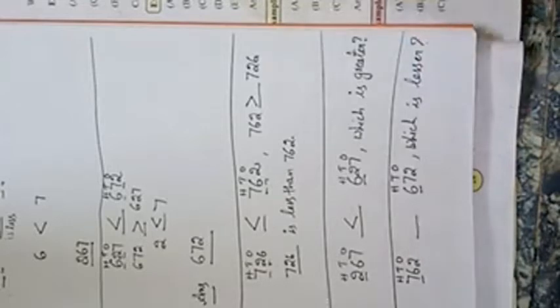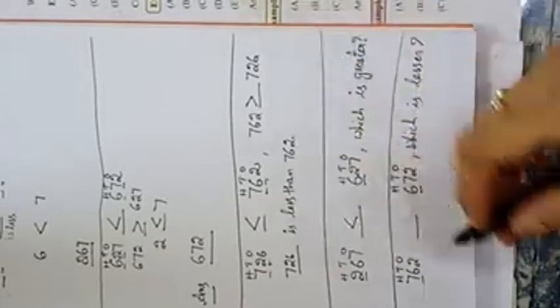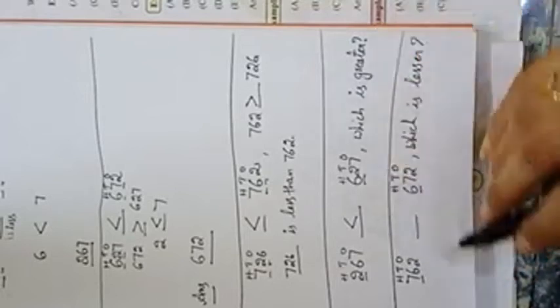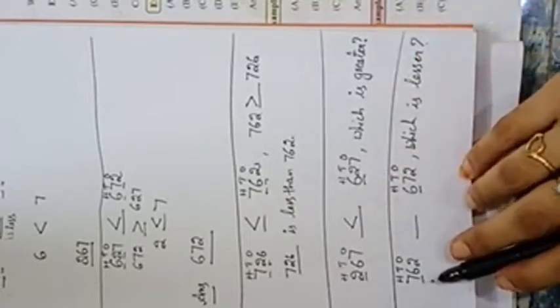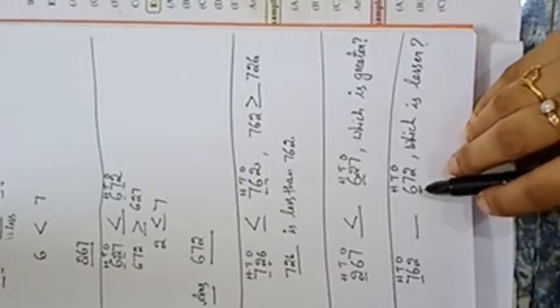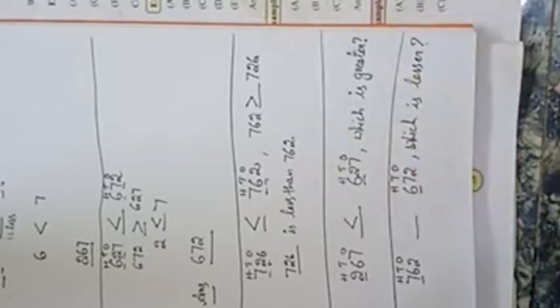Is that clear, children? Now, he's asking us to find out which is the smaller number, meaning the lesser number. Now I'm going to observe the hundreds place digits carefully. Why? Because we have different digits in the hundreds place. So no need to observe the tens place and ones place digits. Here only we'll get the answer. Now tell me, children, is 7 smaller than 6, or is 6 smaller than 7? Which number is smaller? Is 6 the smaller number or is 7 the smaller number?